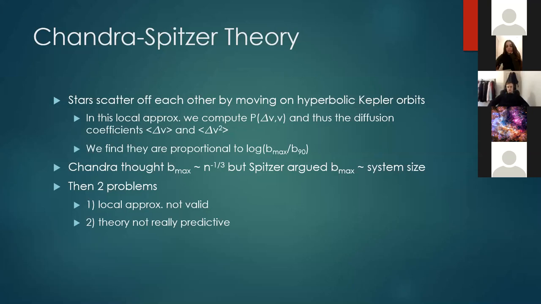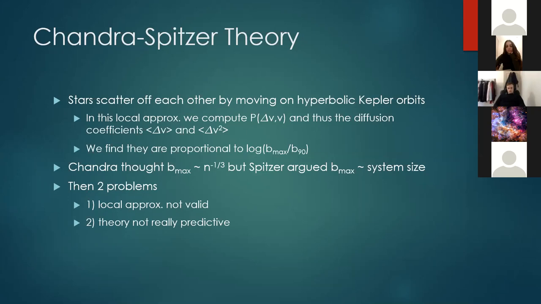Now, Chandrasekhar thought that Bmax should be on the order of the interparticle separation, so that's n to the minus a third, where n is the number density of the particles. So the idea there is that on such very small scales, two stars will come closer than the typical interparticle distance moderately rarely. So we'll be talking about a reasonably small number of quite large deflections. But Spitzer argued that you should take Bmax to be on the order of the system size, so a much bigger value of Bmax if the total number of stars in the cluster is a large number.